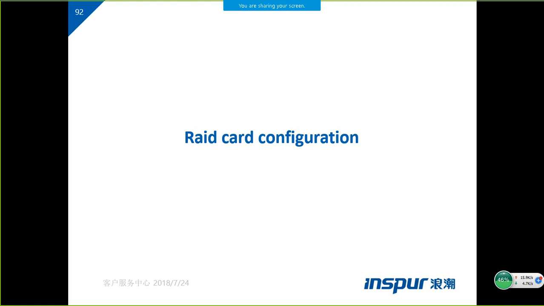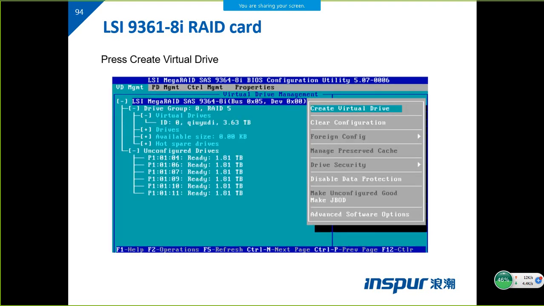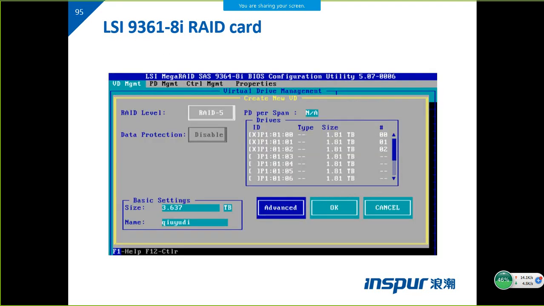And okay, this part is for the RAID card configuration. And usually we can use the LSI 9361 8i RAID card. Here is the configuration layout, and press create virtual drive, and we'll move to another page.